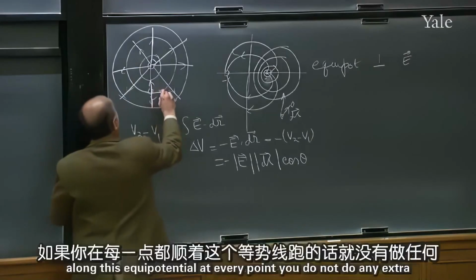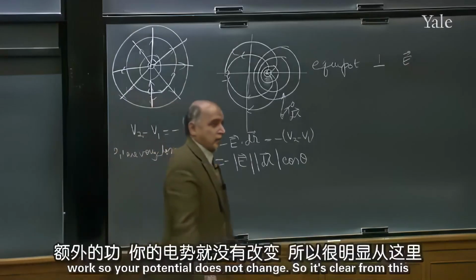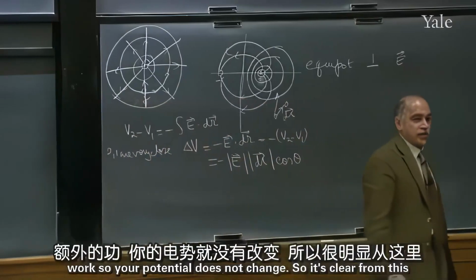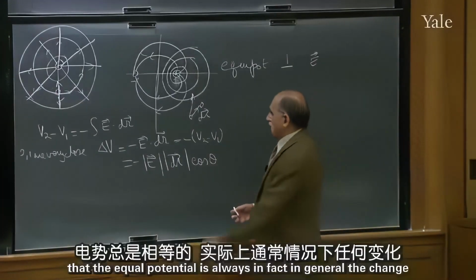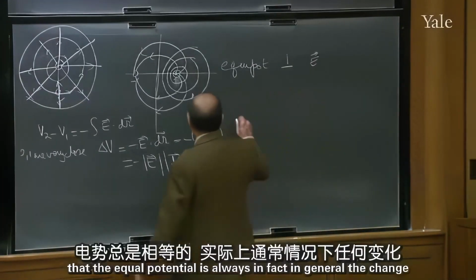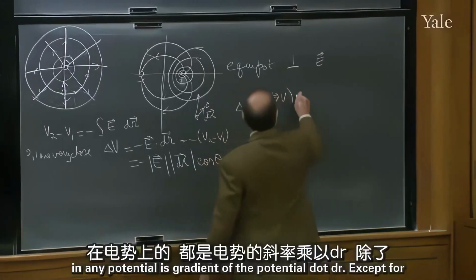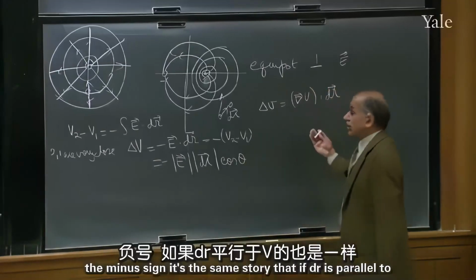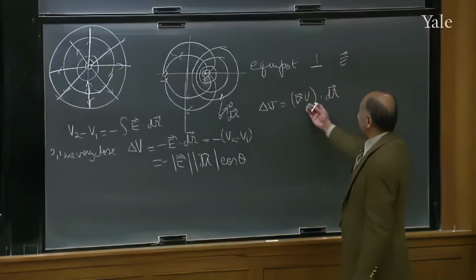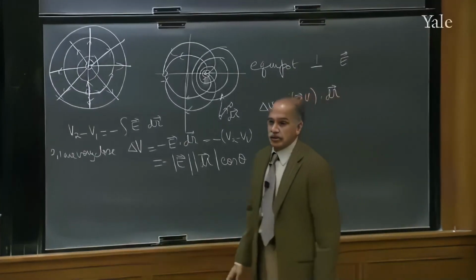But if you go along this equipotential at every point, you do not do any extra work. So your potential does not change. So it's clear from this that the equipotential is always, in fact, in general, the change in any potential is the gradient of the potential dot dr, except for the minus sign. It's the same story, that if dr is parallel to grad V or anti-parallel to E, you get the biggest change in voltage.